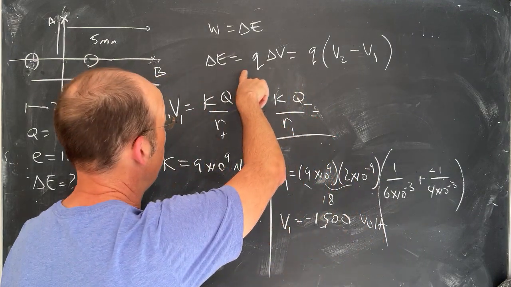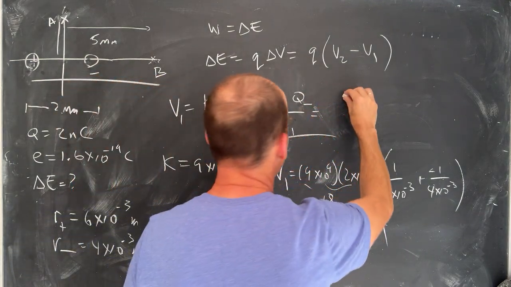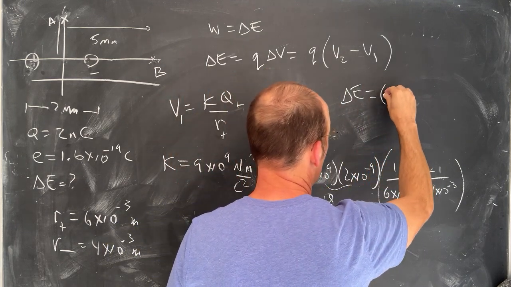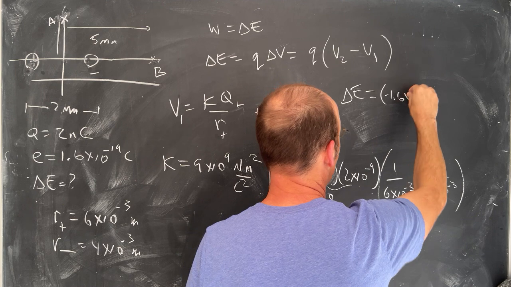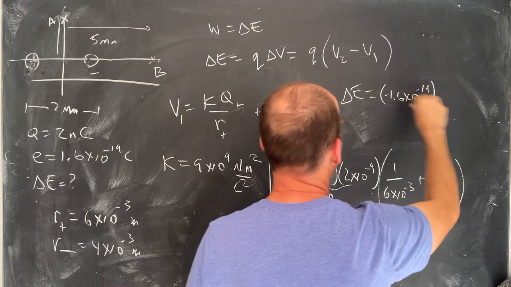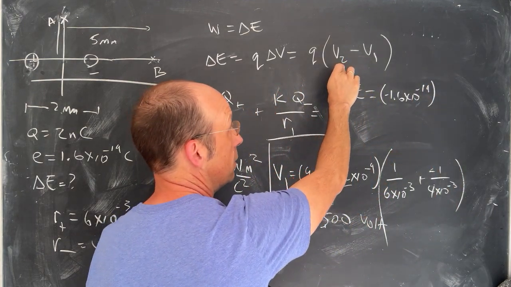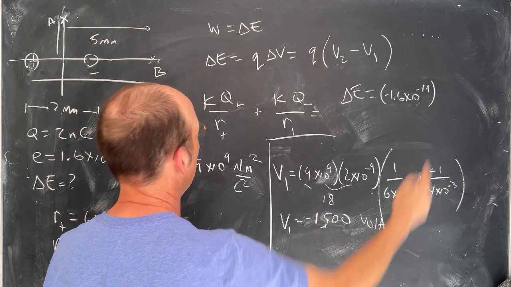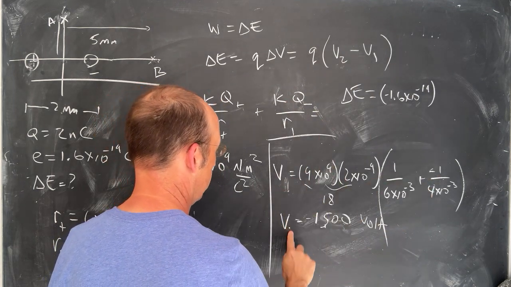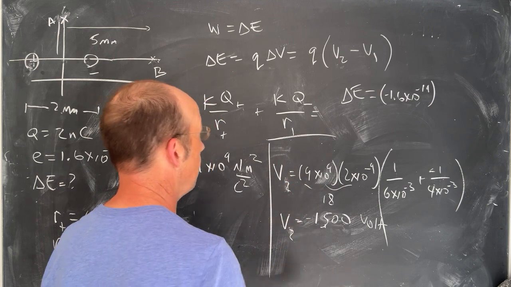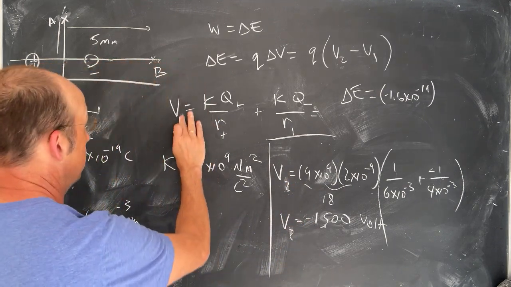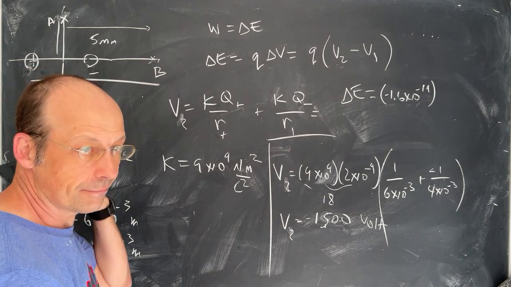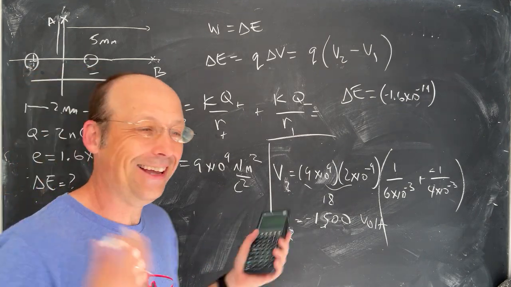Now back up here, my change in energy, I can find that delta E is going to be the charge of an electron, which is negative 1.6 times 10 to the negative 19th, times V2, which was, I'm sorry, that's V2. I calculated V1. I'm bringing it in. So this is V2. It's early in the morning. I apologize. Yeah, V2 minus V1. Final minus initial. It's an easy thing.